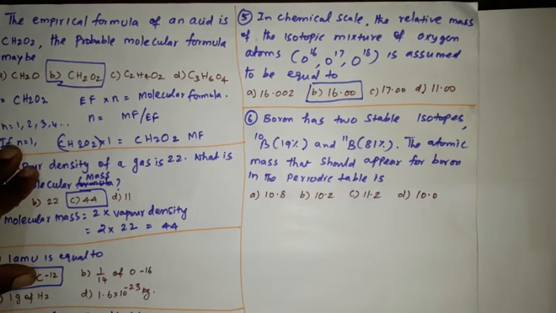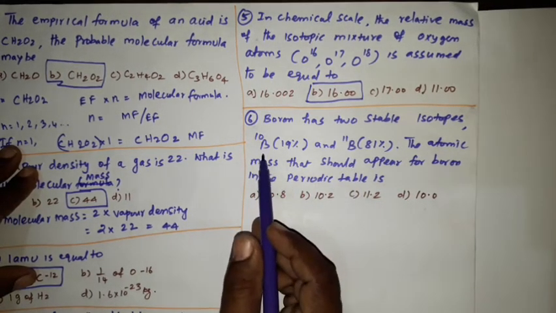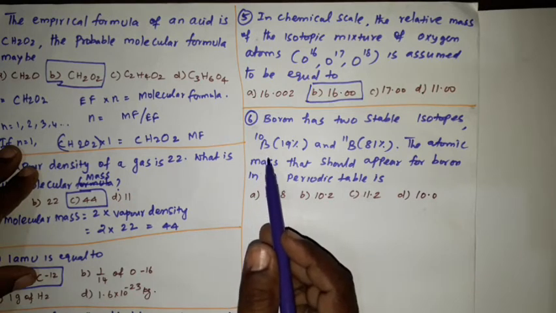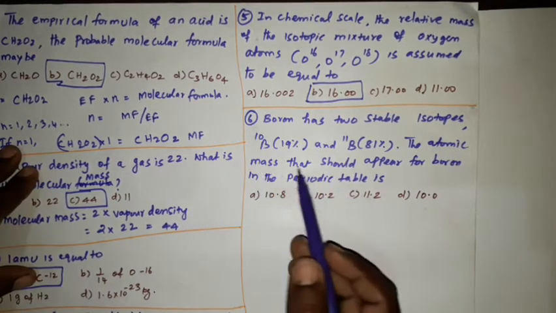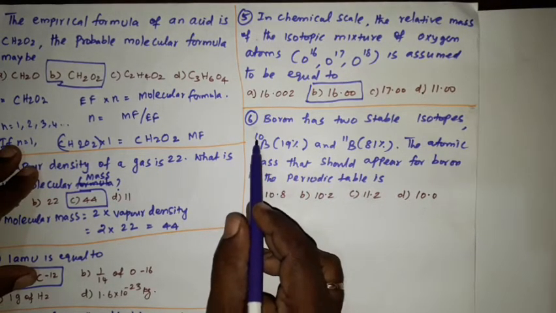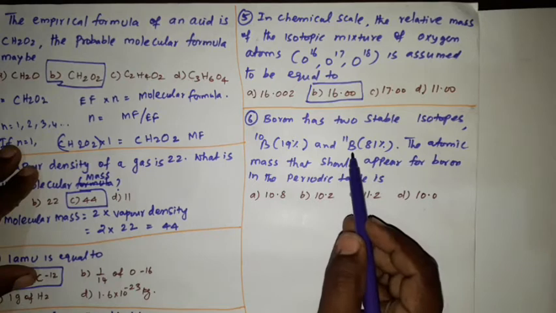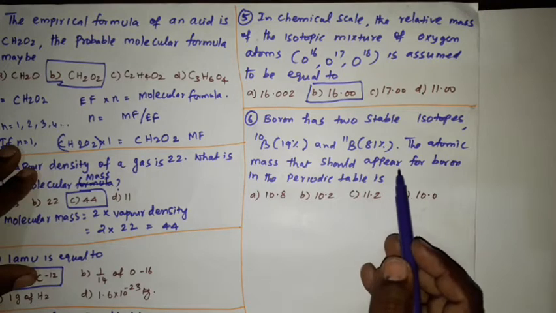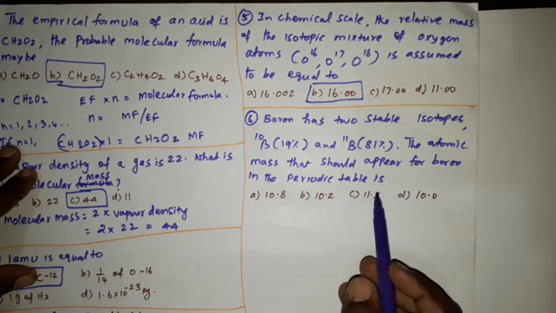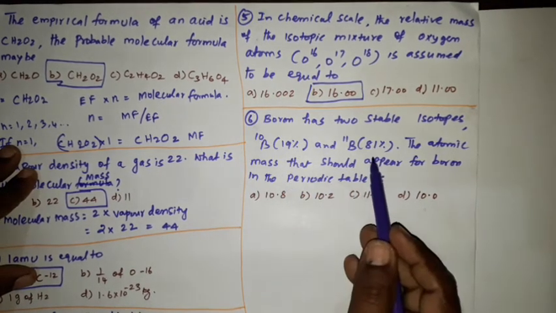Question number 6. Boron has 2 stable isotopes. The meaning of isotope is that it has the same atomic number but different mass number. Here 10 and 11 are mass numbers. So one is boron 10, that is available 19%, and boron 11, that is available 81%. So the atomic mass that should appear for boron in the periodic table is, out of 100%, 19% and 81% available.